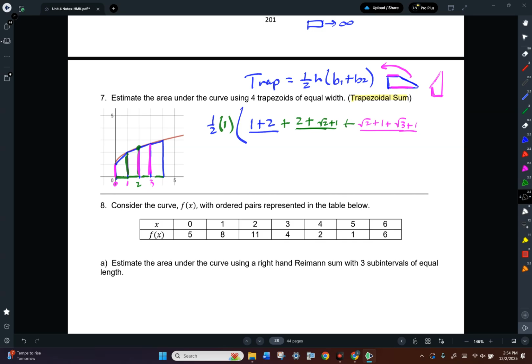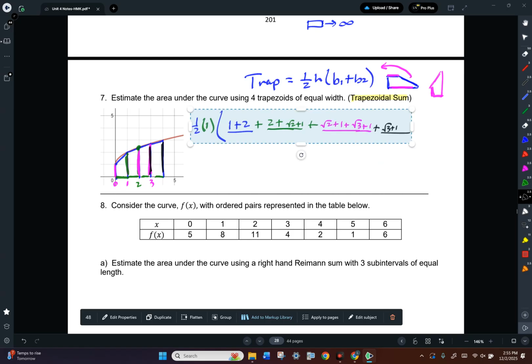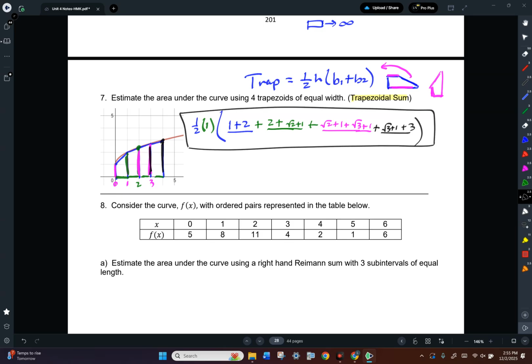And then the final trapezoid has these two sides. So that's going to be the square root of 3 plus 1. Oh, I needed more space. Why didn't I create more space, you guys? We can make this work. Okay, and then the second base is going to be right here, the square root of 4 plus 1, but I can tell right there that's just 3. So this is me adding up all 4 trapezoids.